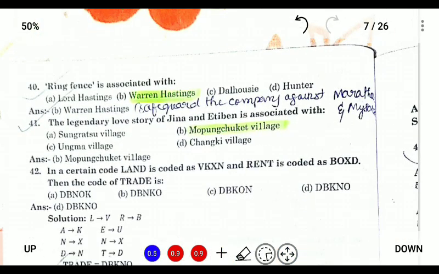Ring fence is next. It was associated with Warren Hastings. Ring fence is actually a buffer zone, which was initiated to safeguard the Company against the Marathas and the Mysoreans. So, what is a buffer zone?